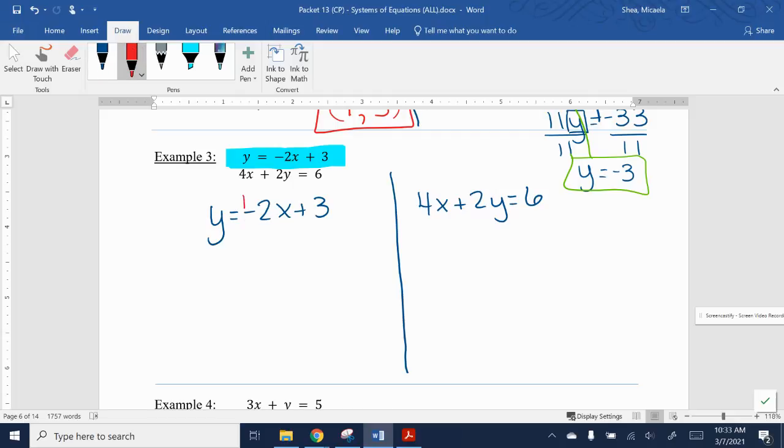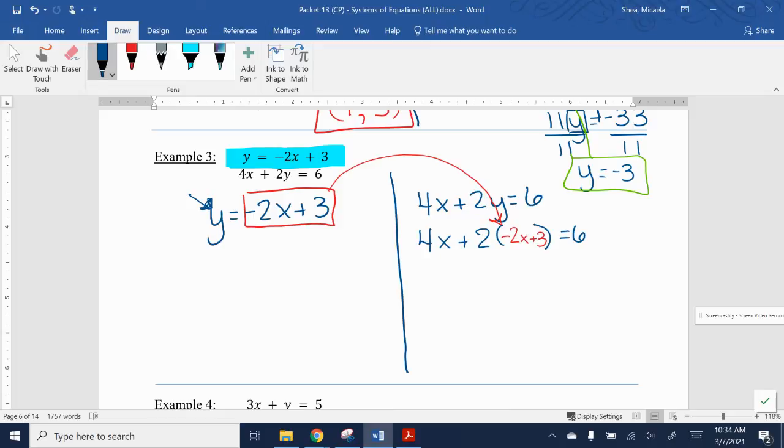I'm going to substitute in -2x plus 3 anywhere I see y in the other equation. So 4x plus 2, put the parentheses, equals 6. This variable over here, whichever one is isolated, is what determines where the parentheses go. In those parentheses, I'm putting -2x plus 3, and we're going to start the process of solving. In this case, we get rid of those parentheses by distributing. So I'm going to have 4x minus 4x, because 2 times -2 is -4. 2 times 3 is 6, equals 6.